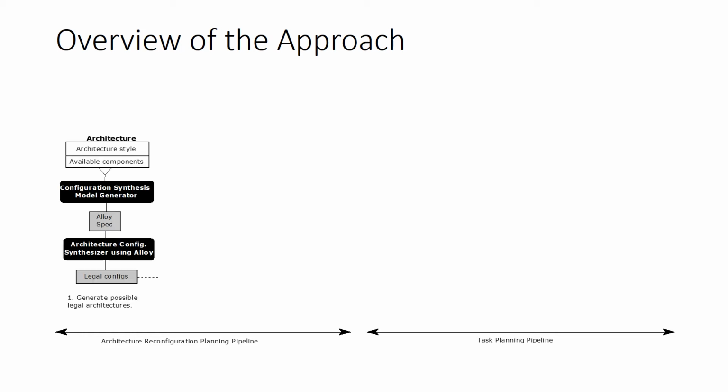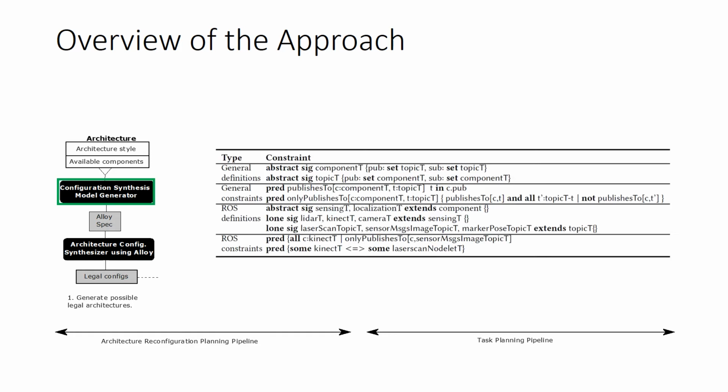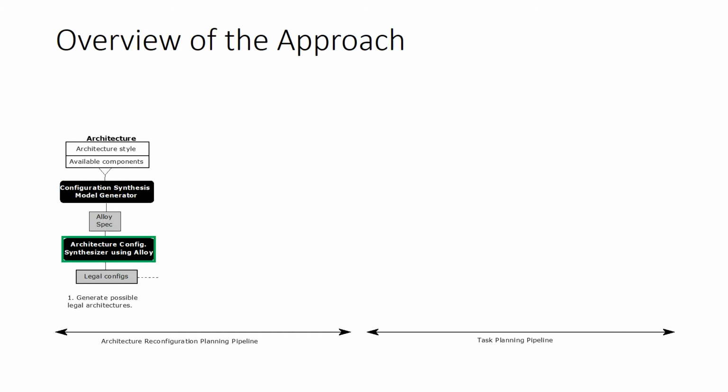The first stage in the architecture reconfiguration pipeline consists of generating the set of legal architectures available in the current execution context. To do that, the configuration synthesis model generator component receives as input the set of components currently available in the architecture, which are obtained via the monitoring infrastructure of the MAPE loop, as well as the formal description of the architectural style. With those elements, it encodes an Alloy specification. That Alloy specification is then used as input to the architecture synthesizer component, which employs Alloy to instantiate legal architectural configurations.